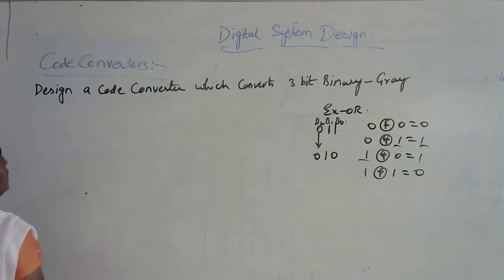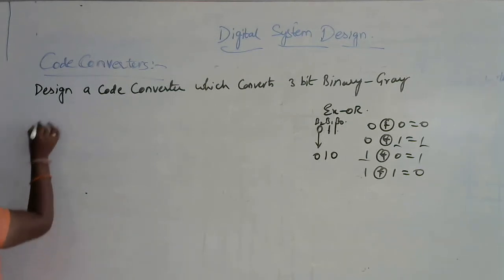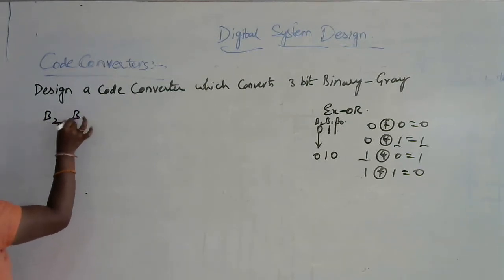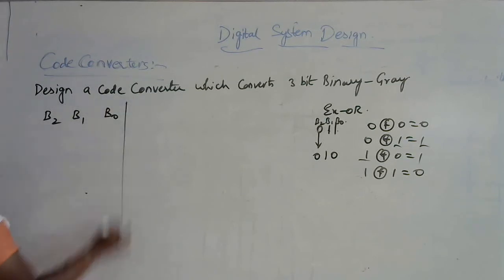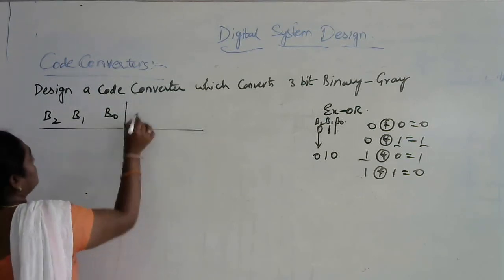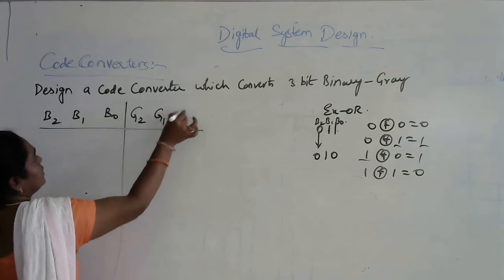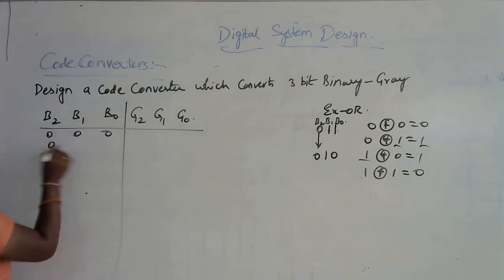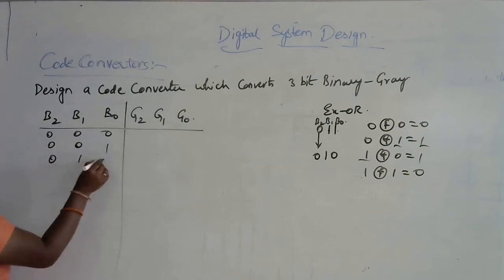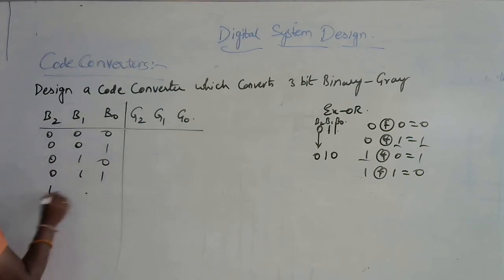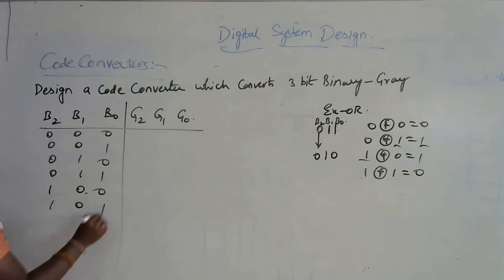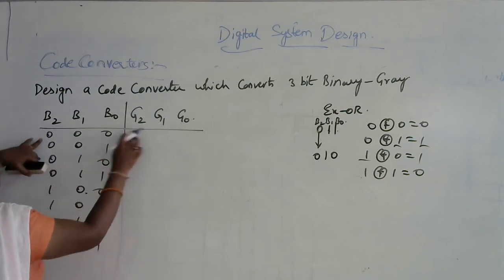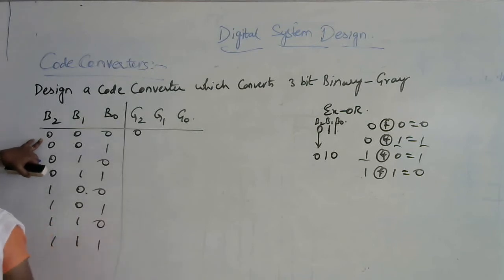So as I am saying, it is a 3-bit binary, so it is B2, B1, B0. These are the inputs and the outputs are gray, G2, G1, G0. So the three inputs are 000 to 111. That is 0 to 7. So B2 is equivalent to G2, writing down the first bit as it is.